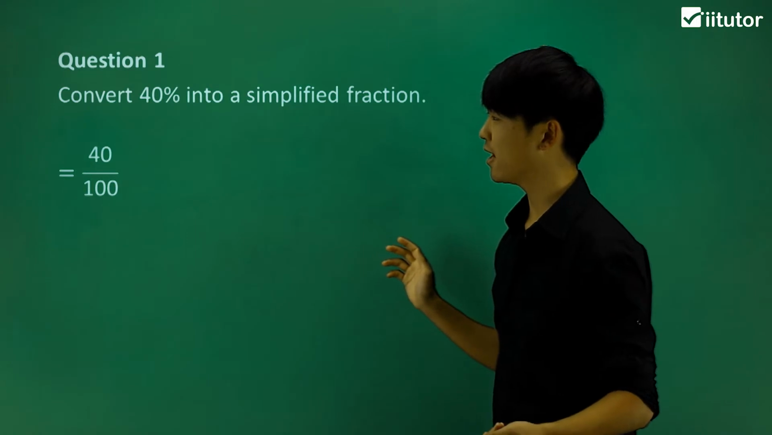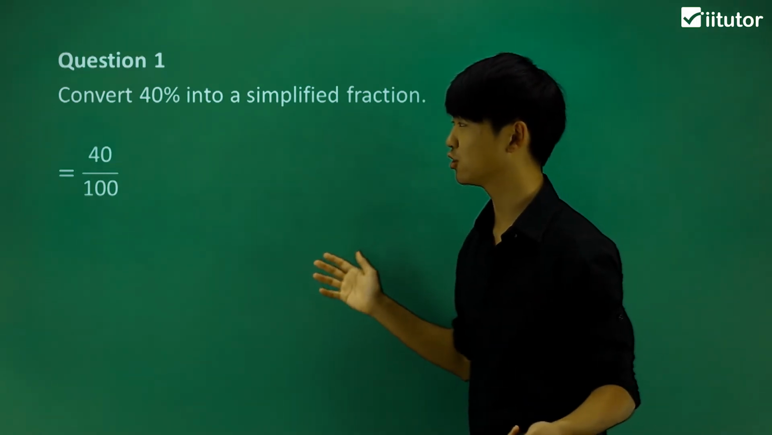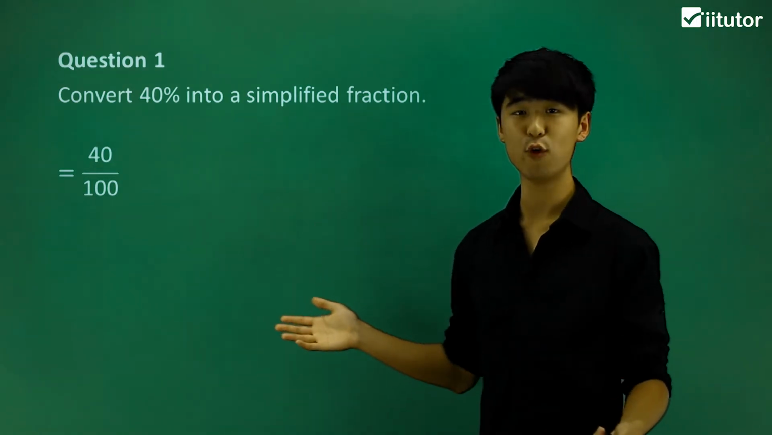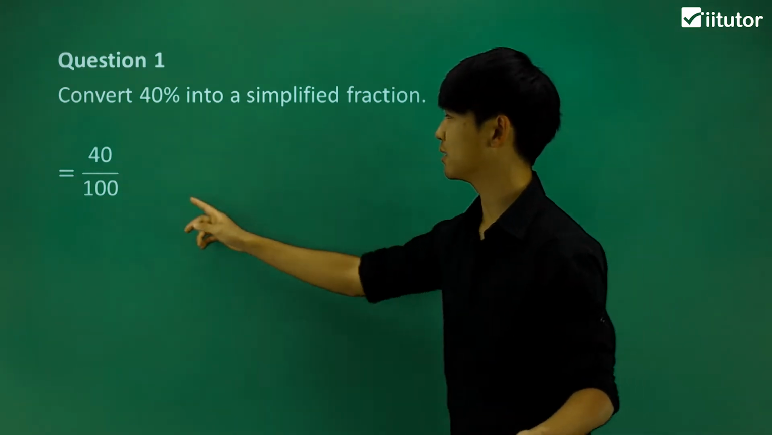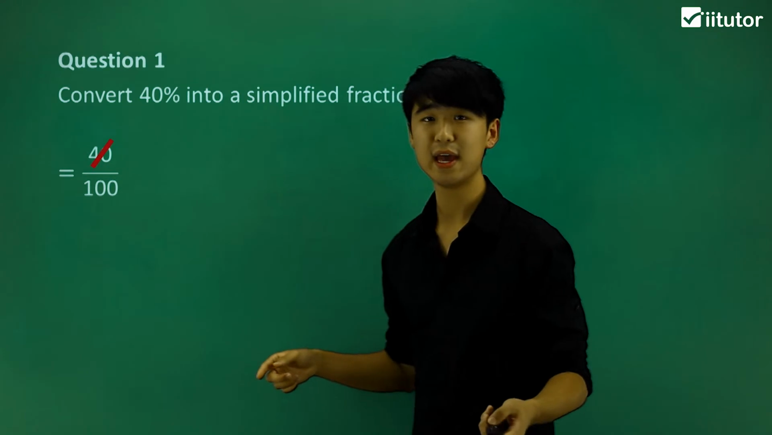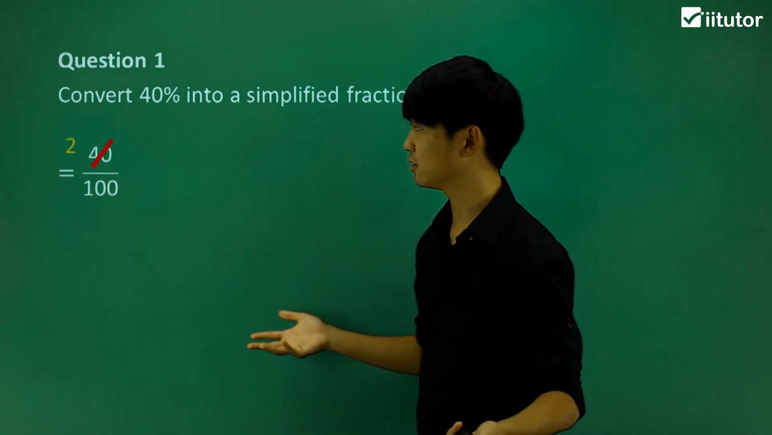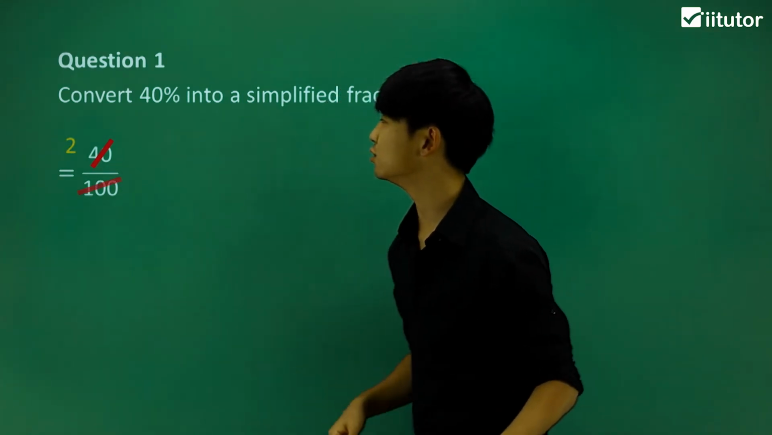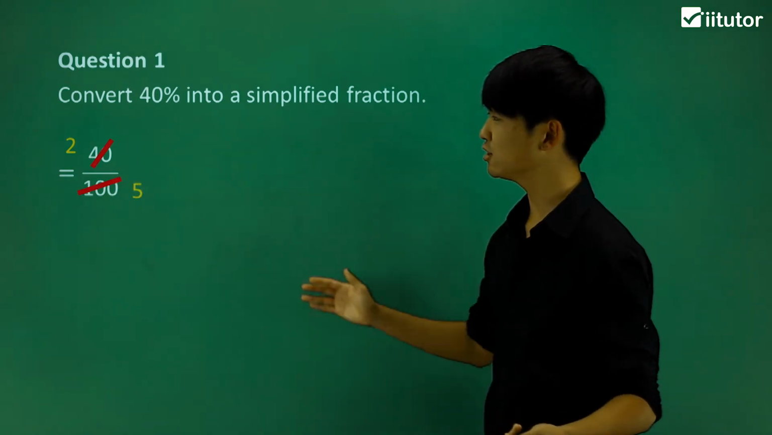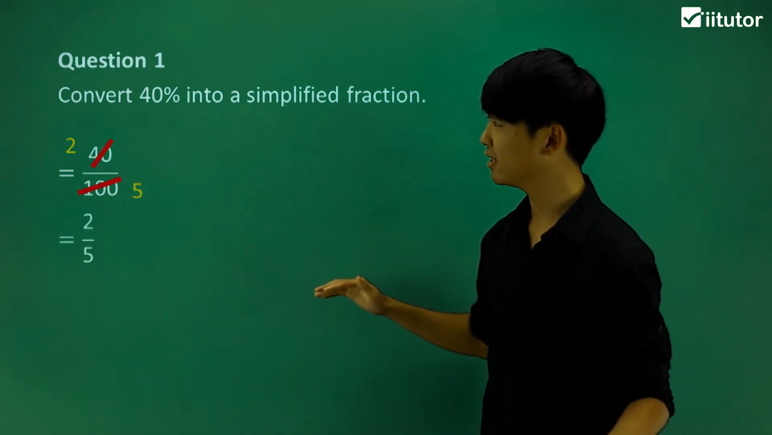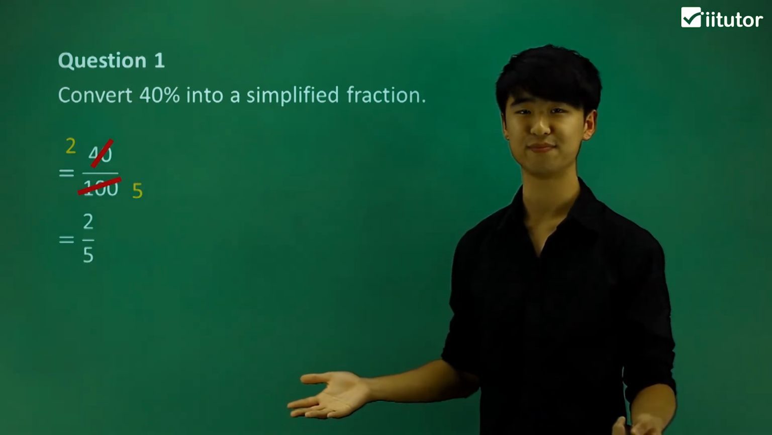So I'm going to simplify 40 over 100 as a fraction by dividing 40 and 100 by a scale of 20. So what I mean is I'm going to cancel my 40 and I'll scale it down to a 2, while I cancel 100 and it's going to go down to a 5. Okay, so my simplified fraction for question 1 is simply 2 over 5.